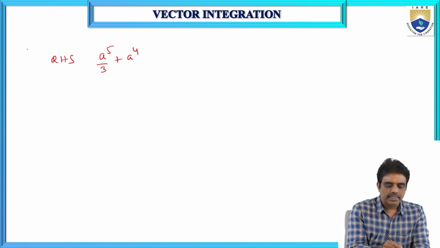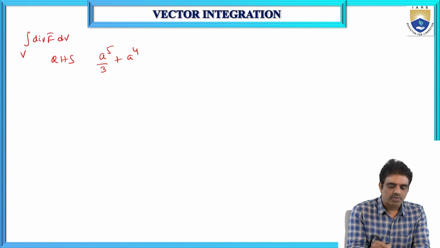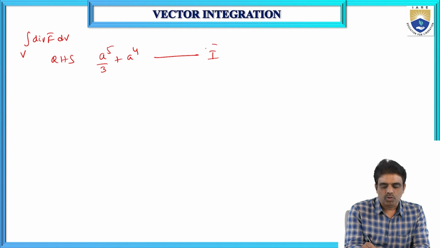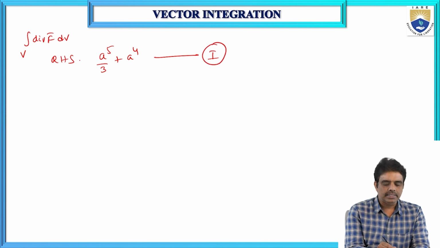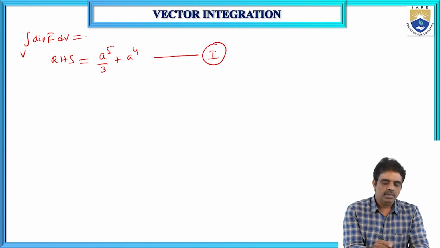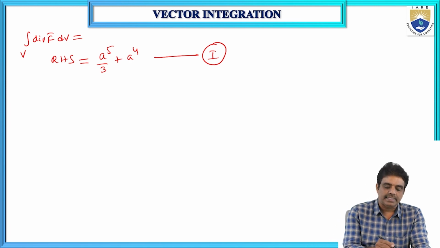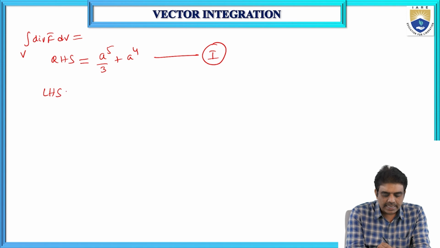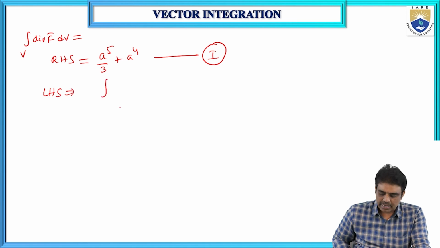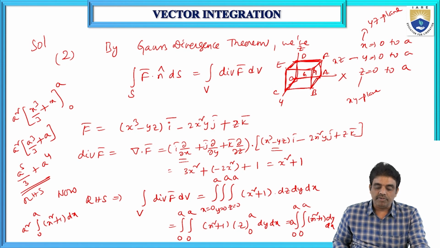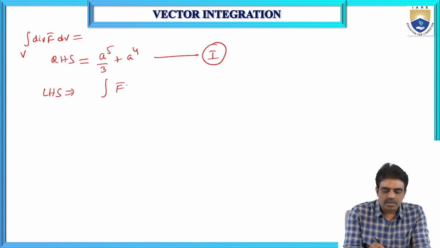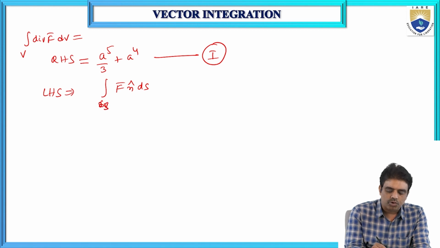This is the RHS, the integral of div F bar dv over the volume V. That is called Roman number 1. RHS is a power 5 by 3 plus a power 4. So this you have to verify with LHS. What is LHS? LHS is the integral of F bar dot n cap ds along the cube surface S.